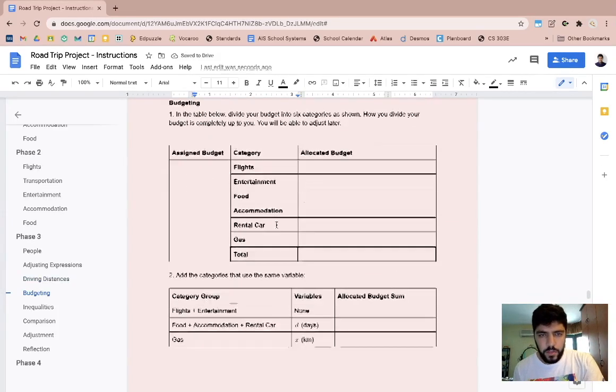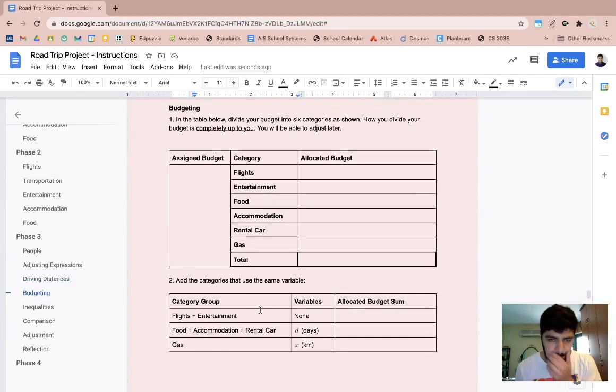Okay? Once you're done with all of this, you're going to add certain categories together. The flights and the entertainment don't really have a variable anymore. That's why it says none over here. So we're going to add them together to make the budget simpler. And then the food, the accommodation, and the rental car all depend on the number of days, right? So we're going to add all of these allocated budgets together.